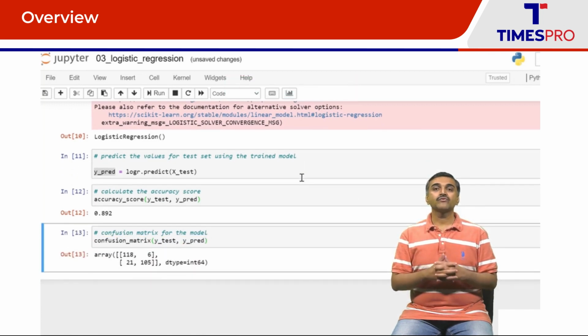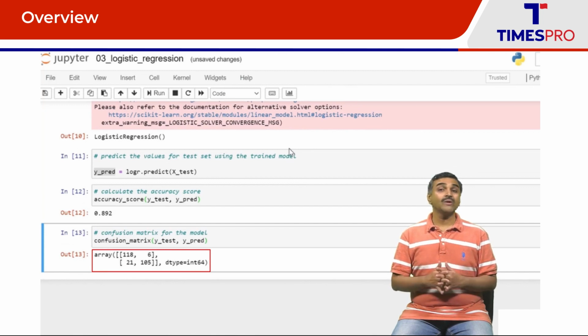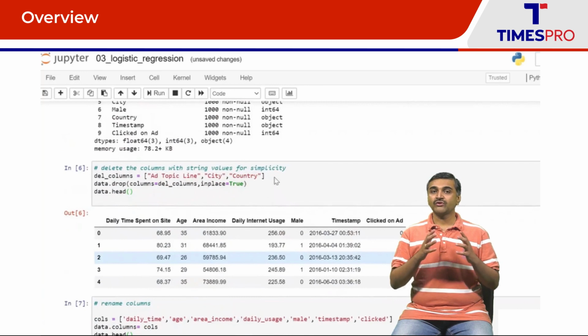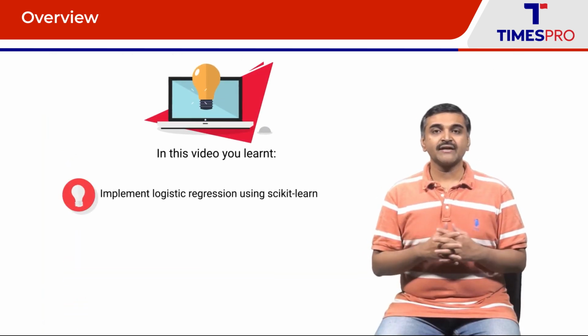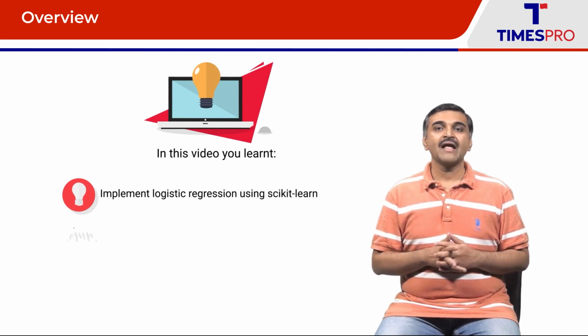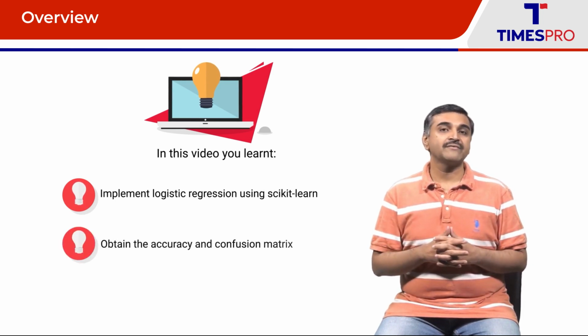So this is the confusion matrix, which gives you a summary of the actual values against the predicted values for the two classes. This is how you can implement logistic regression using Scikit Learn and obtain the performance metrics of accuracy and confusion matrix.